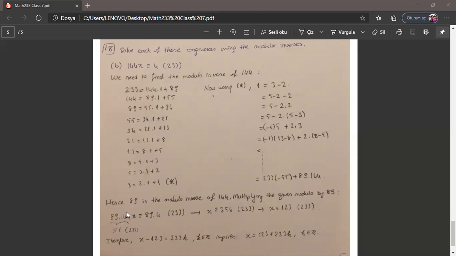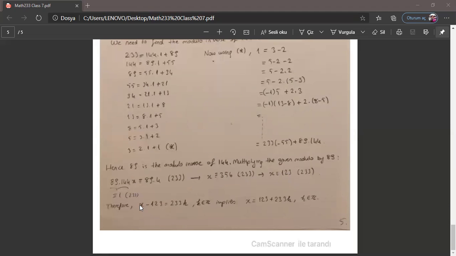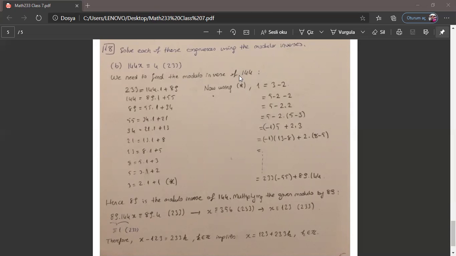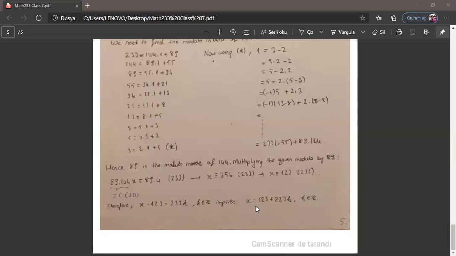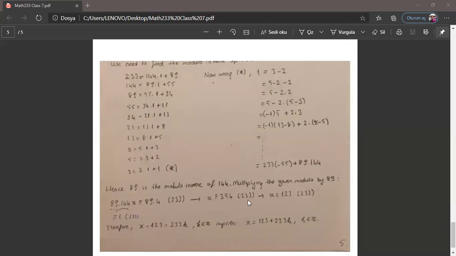As this is the inverse of that, it's congruent to 1 modulo this. So we have x is congruent to this number, 356. Again, we divide it by this number and get this. So we can write x in this form, using this last congruence. For any integer, we can write it in this form. By using the inverse of this number, we get this variable. This was the last question.